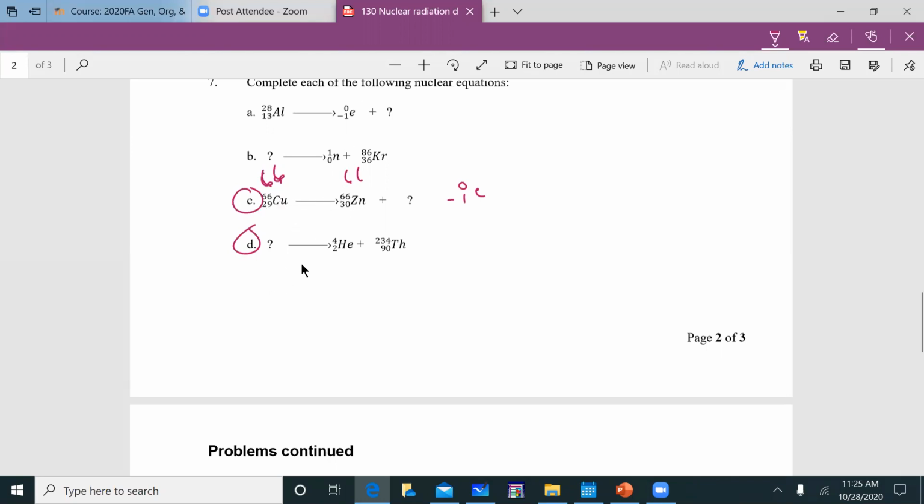It goes up one. What we have going on here, 234 and 4 for a total of 238. I'm guessing this is uranium-238. We've got 238, 90 plus 2 gives us 92. And yeah, it is uranium.